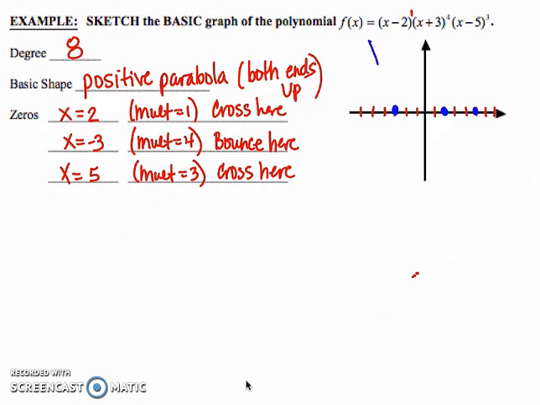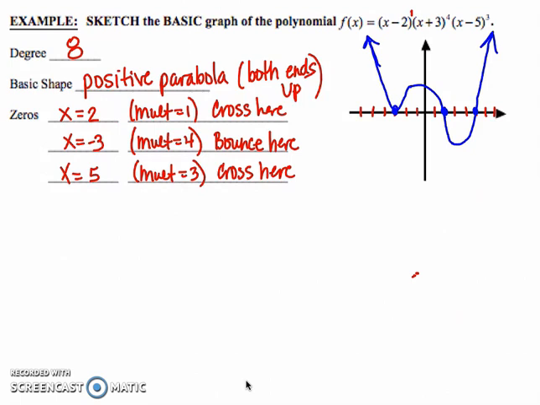So that means that my graph is going up here, so it has to come down. I know that at negative 3, it bounces, so it's going to come back up. But then I know at positive 2 it crosses, so it has to go through. And then at 5 it crosses again, so it has to go back through and then go up at the end to create that both ends up end behavior.